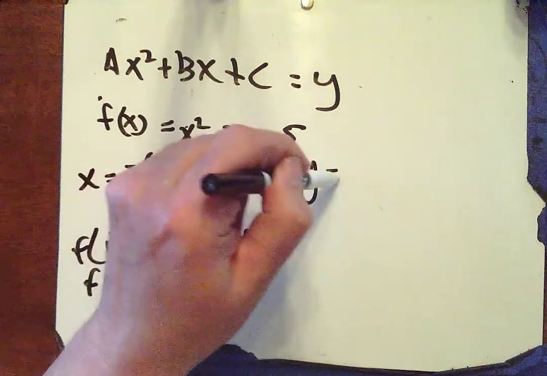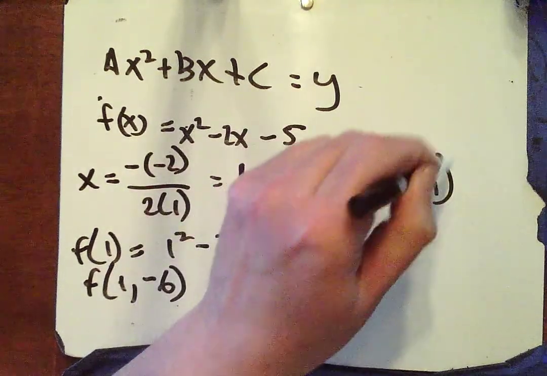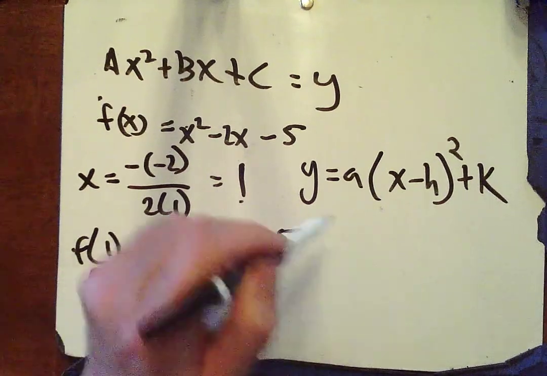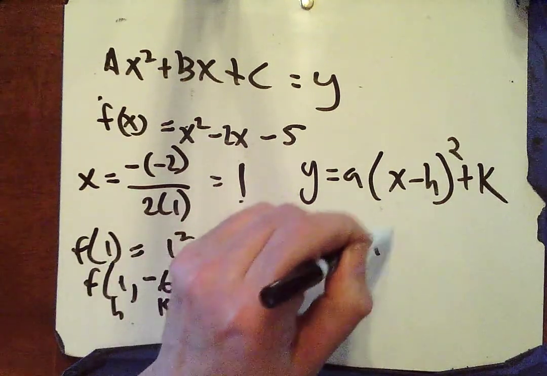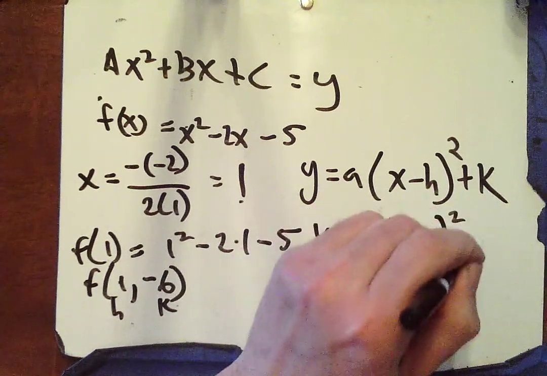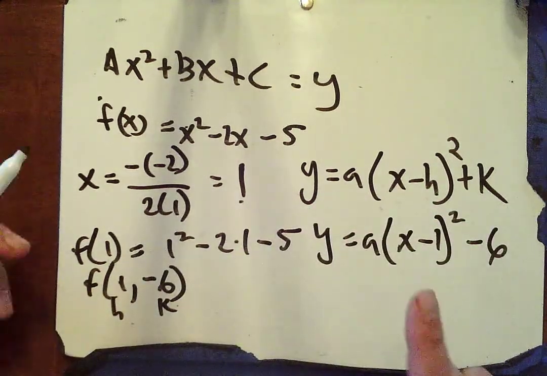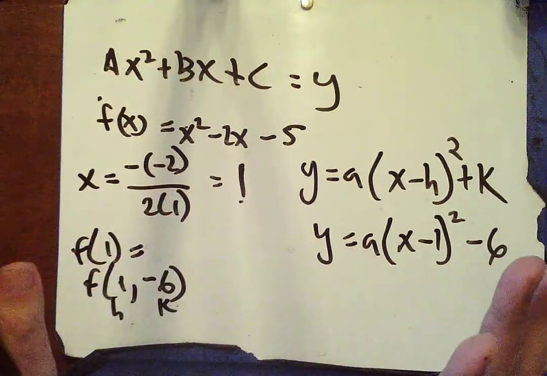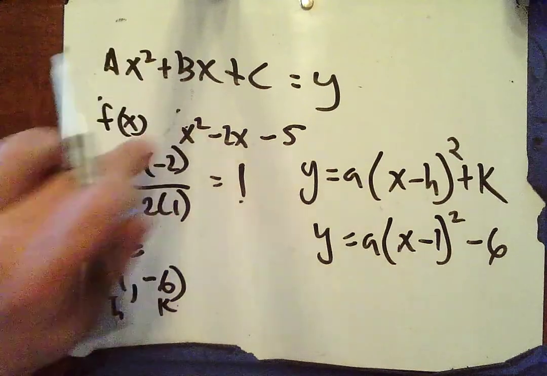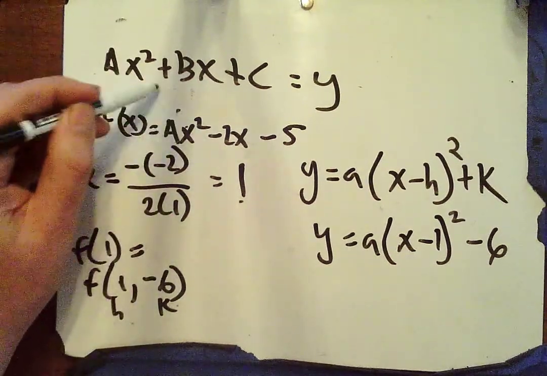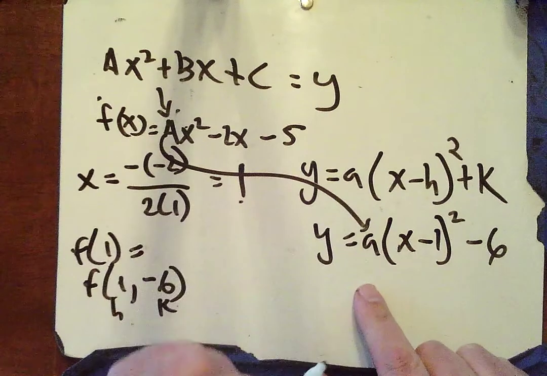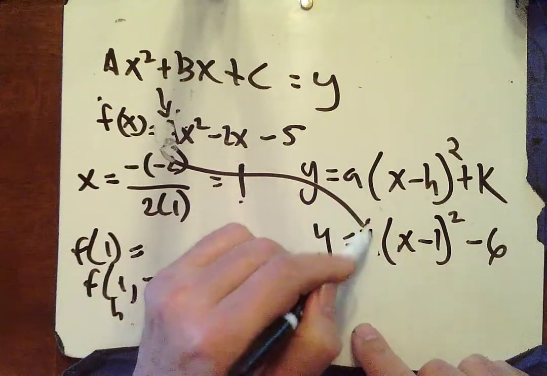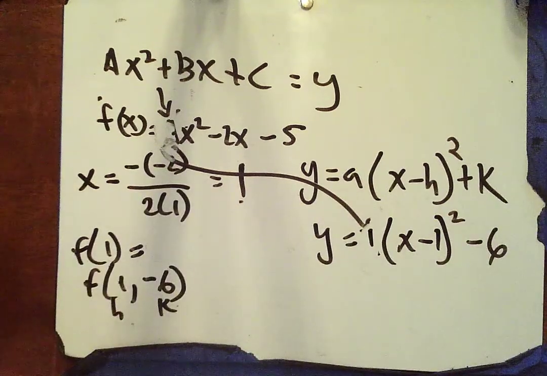So let's pull out vertex form, a times x minus h squared plus k. Here's my h, here's my k. So we've got y equals a times x minus 1 squared minus 6. Now, what about that a value? Well, it turns out, and it's always true, that the a value in this general form is in fact the same a value here. And since we have 1x squared, that's just going to be a 1, and there's my vertex.